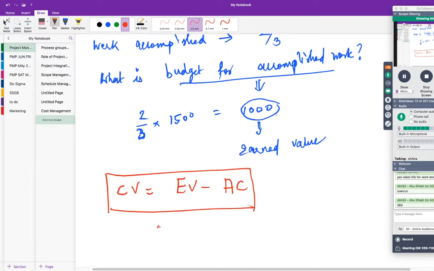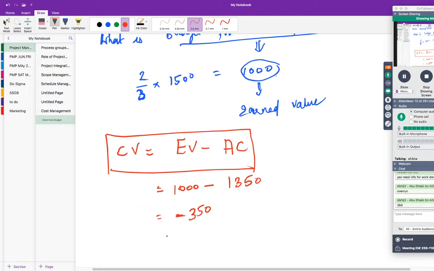So what is your earned value? 1000 minus what is your actual cost? 1350. You get it as minus 350. So if you see the value minus, what does it mean? Overrun. Negative is negative for you. And again, don't get confused between this terminology, overrun and underrun. Underrun may look like a negative word, but underrun means you are under the budget, which means good. Correct. So overrun means over the budget.